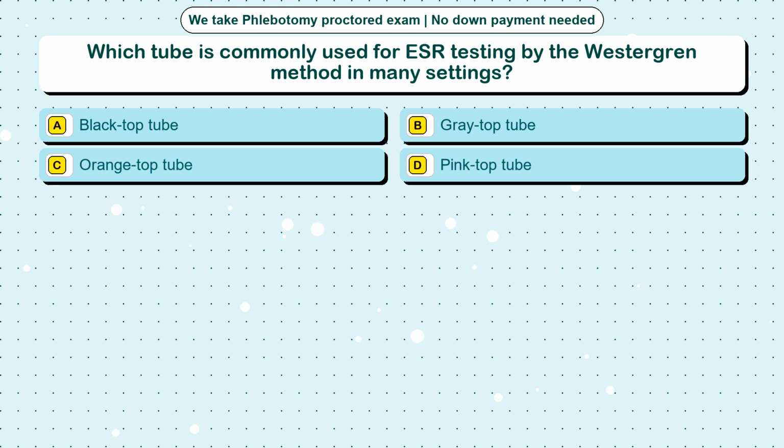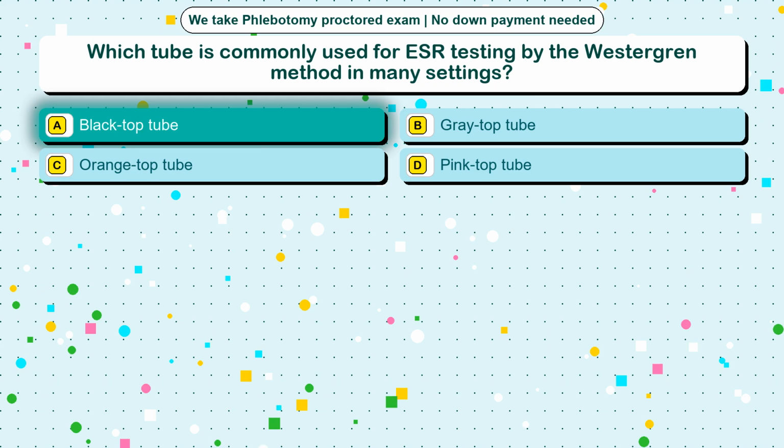Option A. Black top tube. Option B. Gray top tube. Option C. Orange top tube. Option D. Pink top tube. The correct answer is option A.